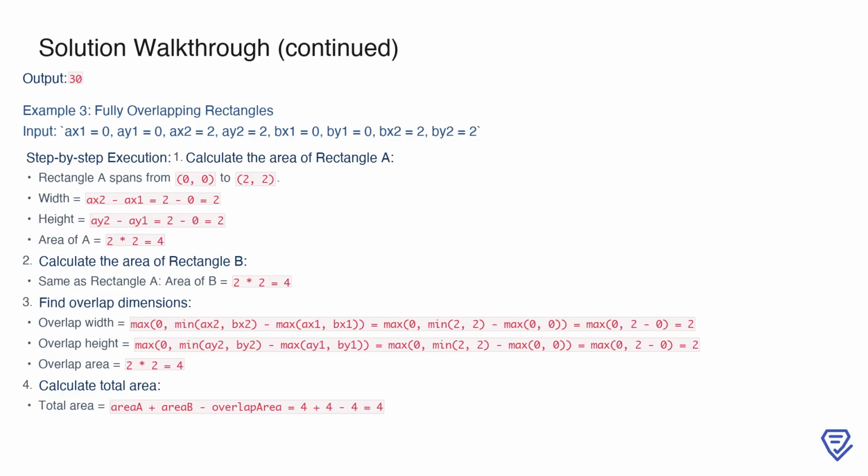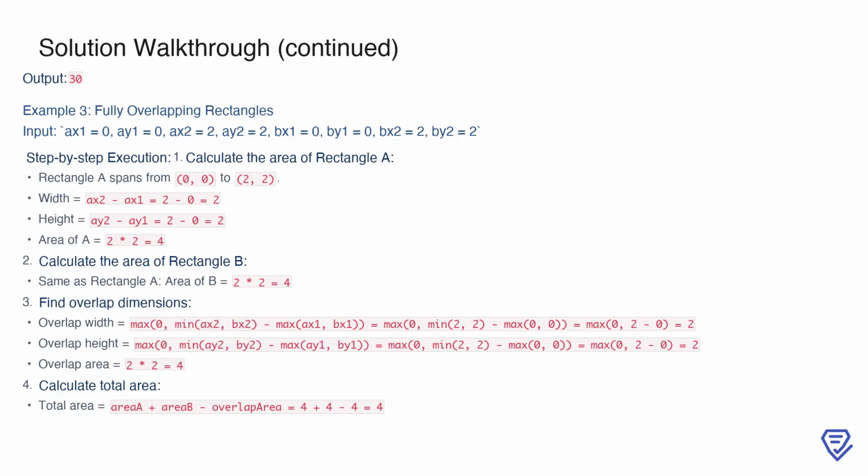Now consider a case where one rectangle completely overlaps the other. Rectangle A spans from (0, 0) to (2, 2), and we calculate its area as before. The width is 2 minus 0, which equals 2, and the height is also 2 minus 0, which equals 2. Multiplying these, the area is 2 times 2, or 4.